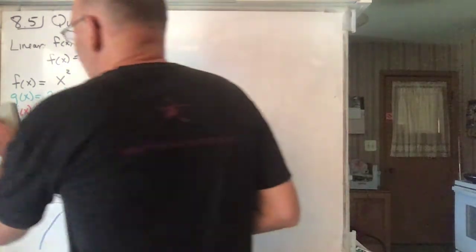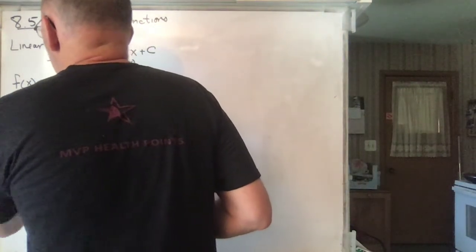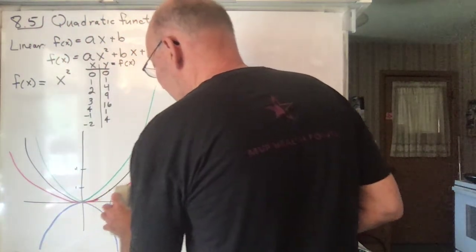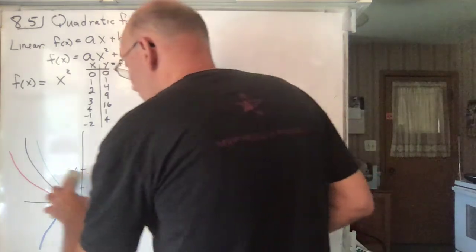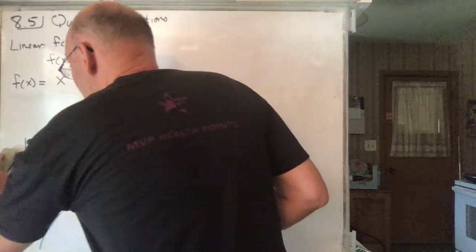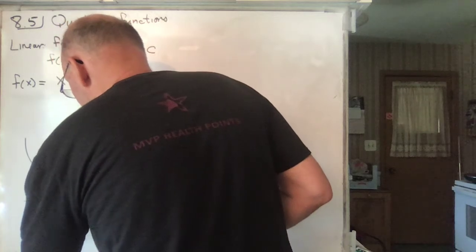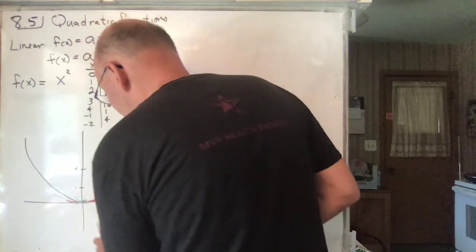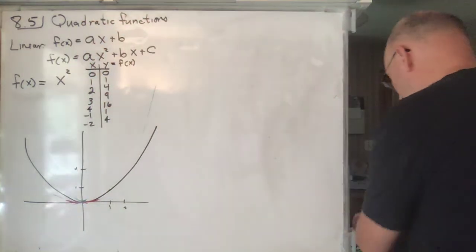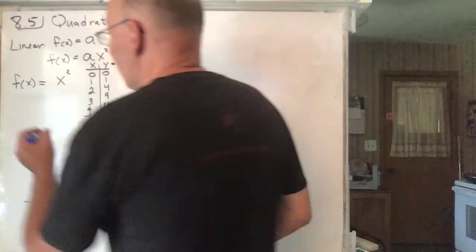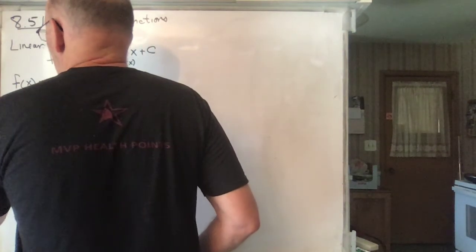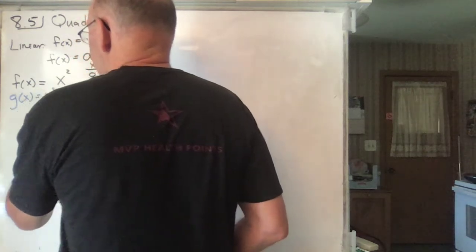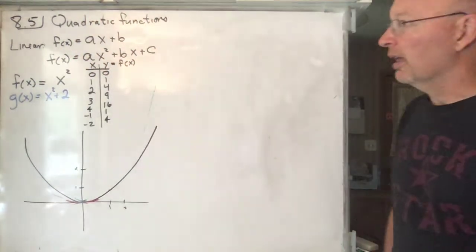Okay, let's see what else we can do with this simple one. Let's get rid of these. What happens if instead of f, I have g of x is equal to x squared, say, plus 2? What's that going to look like?